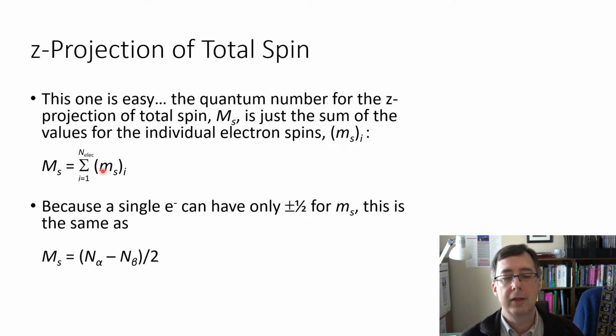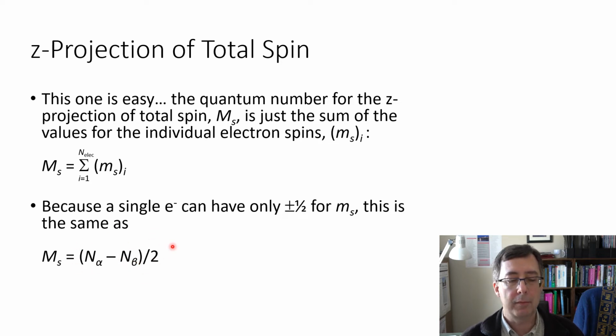And because each alpha spin is plus a half and each beta spin is minus a half, you can rewrite this formula in what I think is a little bit easier way. Each alpha spin gives me a plus a half, and I have, say, n alpha of those, and each beta spin gives me minus a half, and I have, say, n beta of those. So if I add up all the alpha spins, I'll get a total of n alpha divided by 2. And if I add up all the beta spins, I'll get a total of minus n beta over 2. And the sum is just this.